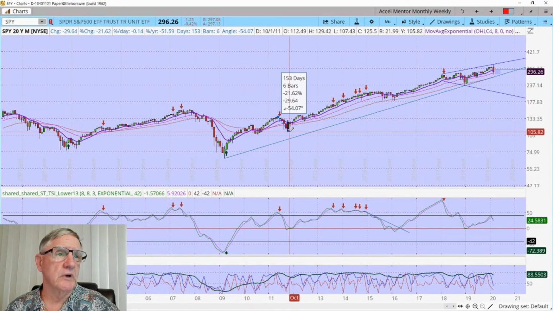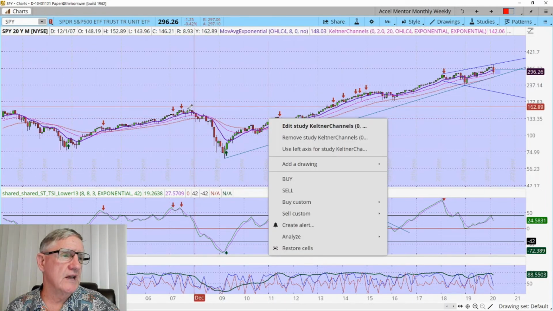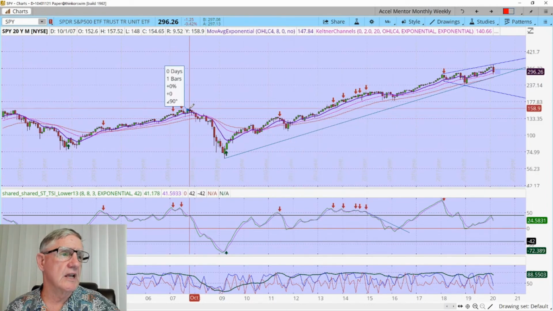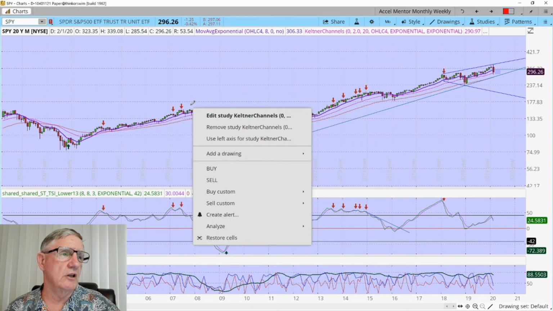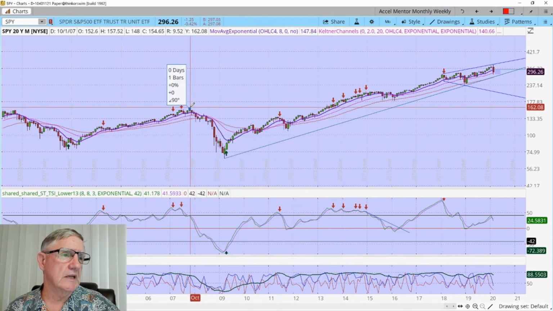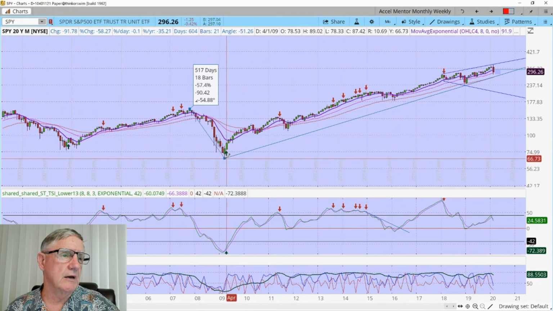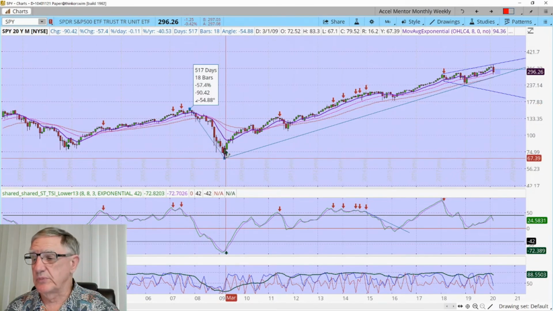That one was 24%, or yeah, 21%. What about the one back in 2007, 2008? That was a solid bear market that scared the heck out of a lot of people. How deep was that? Well, that was 57%.